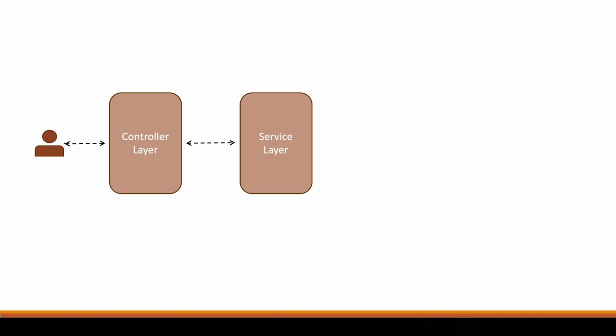Let's say I want to add two numbers, 3 plus 5. The user will send this 3 plus 5 to the controller layer to get the output. But what the controller layer will do is pass this data to the service layer to process and give the output. So here the service layer will have the business logic to add the two numbers, and after adding the two numbers it will give the output to the controller layer, and the controller layer will give the output to the user. So this is the process which we follow.